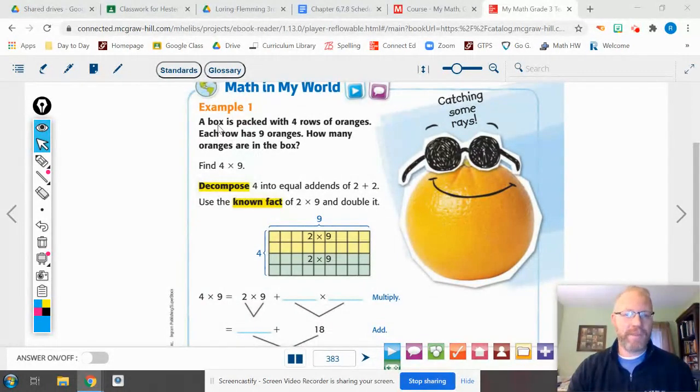Make sure you're there. A box is packed with 4 rows of oranges. The first thing that I always do when I see these types of problems is I start to break it down. So I have 4 rows of oranges. I didn't mean to cross it out. I was trying to box it. Each row has 9 oranges. So we have 4 rows with 9 in each row. How many oranges are in the box total?